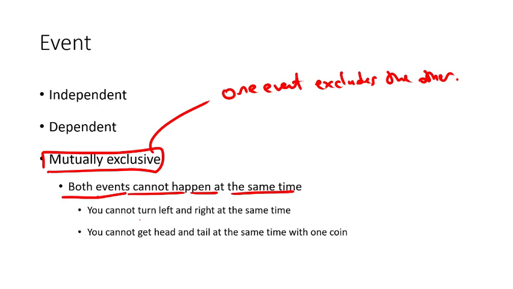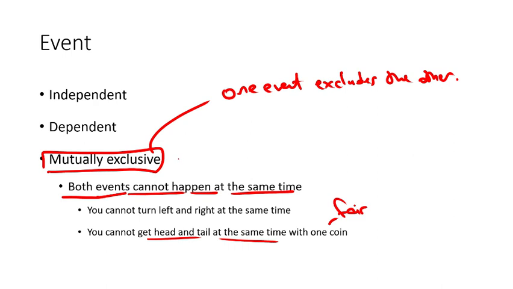For example, you cannot turn left and right at the same time. You have to turn either left or right. Or you cannot get head and tail at the same time. If you flip a coin, it will be either head or tail. We talk about a fair coin, yes? So that it doesn't stand vertically.